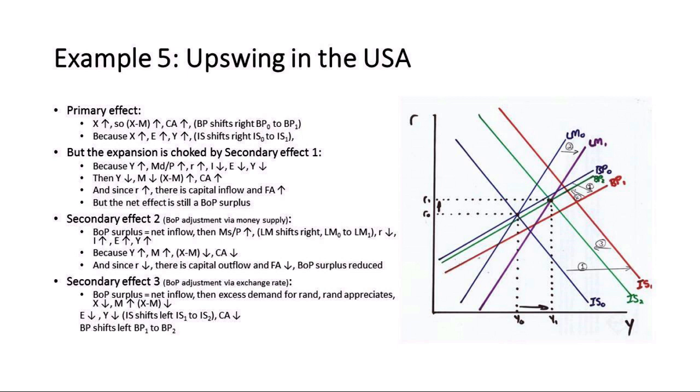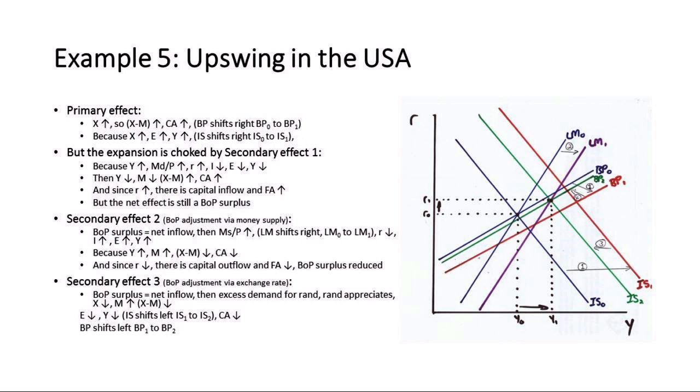Because income increases, the money demand increases, interest rates are pushed up, investment is decreased, spending is decreased, and income is decreased slightly. Because incomes are decreased slightly, imports are also decreased, and the current account position is even more positive. Because interest rates are higher, that means there's an inflow of capital into the financial account, and the net effect of both the current account surplus and the financial account surplus is that the balance of payments is in a surplus position.